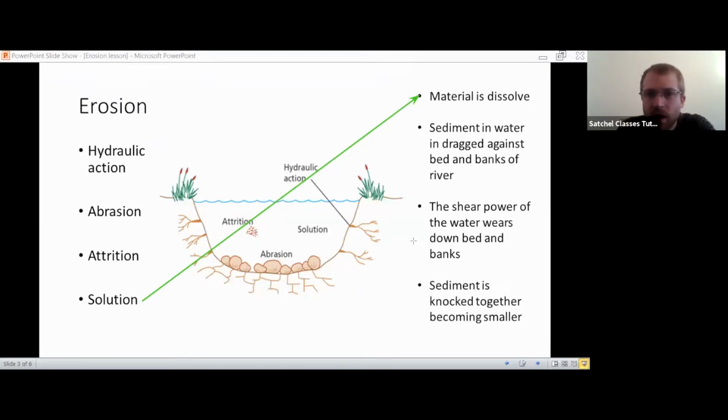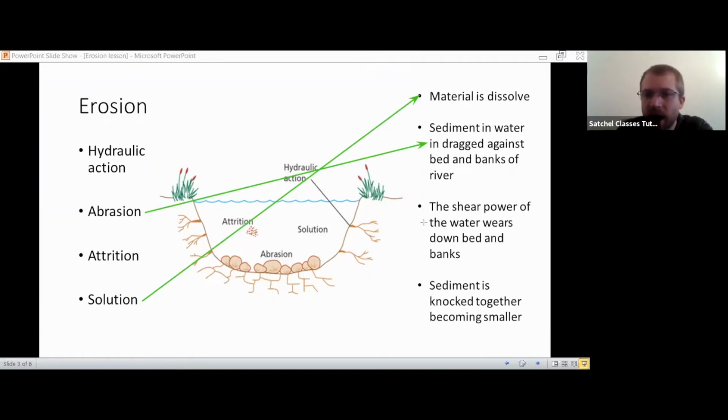Okay. Then we can look at the next definition. So sediment in water is dragged against the bed and banks of the river. So it's got to be in contact with the bed and banks of the river. It looks like the only one that can do that from the diagram is abrasion. Okay. So abrasion, we can see all those boulders and sediment at the bed of the river that's being dragged along, a little bit like a sandpaper effect.